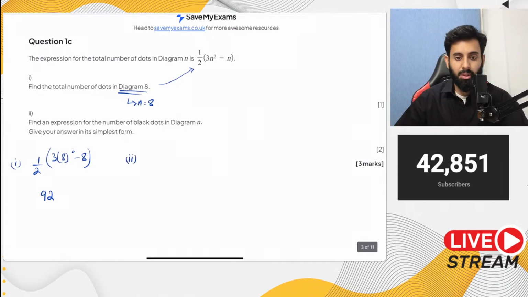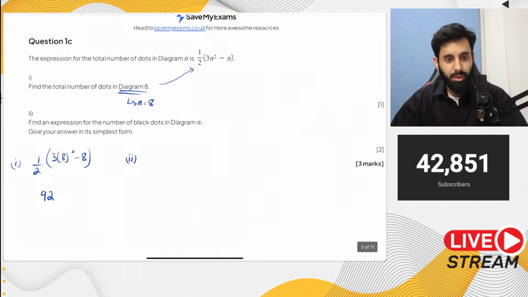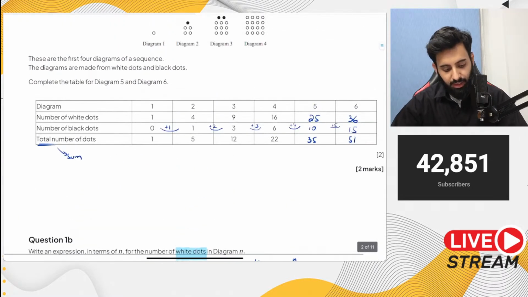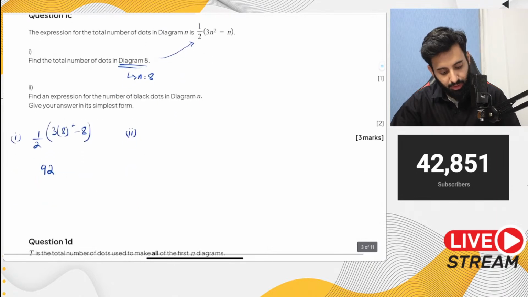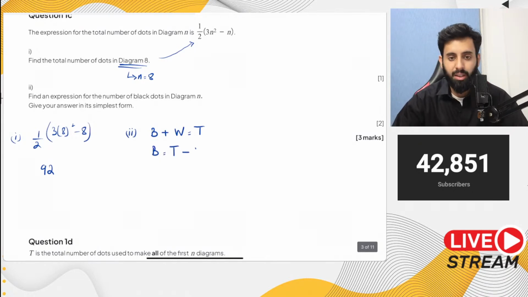Then let's talk about number 2. It says the number of black dots is the total number of dots minus the number of white dots. Find an expression for the number of black dots in diagram n. Let's make an expression over here. Basically, black plus white equals total. So if I want to find black, from the total I'm going to subtract the number of white dots.